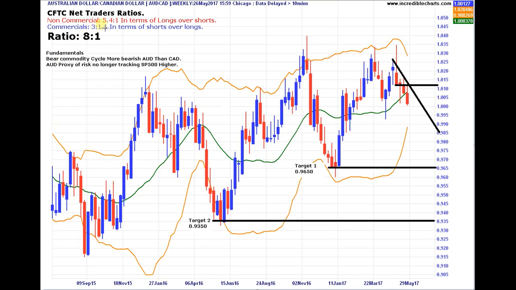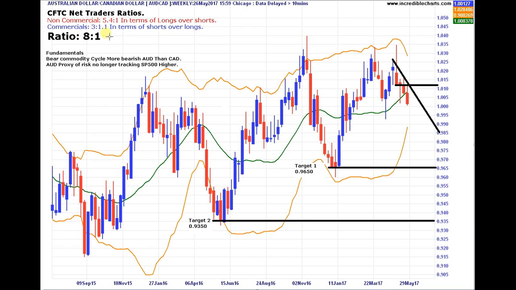Now, in terms of the CFTC net traders ratios, non-commercials are 5.4 to 1 in terms of longs over shorts, or bullish bets. Commercials are 3 to 1 in terms of shorts over longs, or bearish bets. We've got a ratio or divergence of 8 to 1, so yeah, a big divergence.